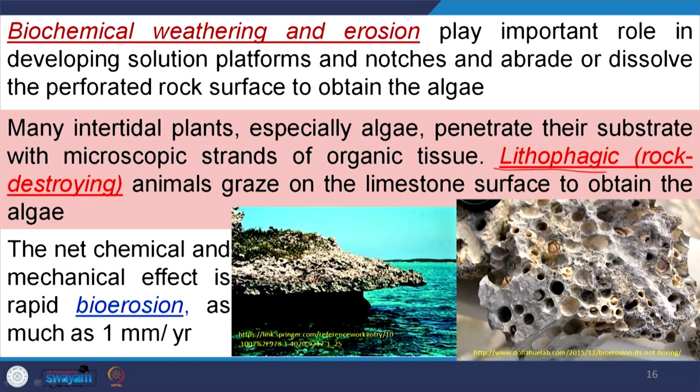So the net chemical and mechanical effect is rapid, and it is called bioerosion, as much as 1 millimeter per year. Irrespective of their nature, the activities of algae, those animals and all those biological systems contribute together, and this bioactivity plays an important role in reducing and developing coastal landforms, and especially in modifying them.